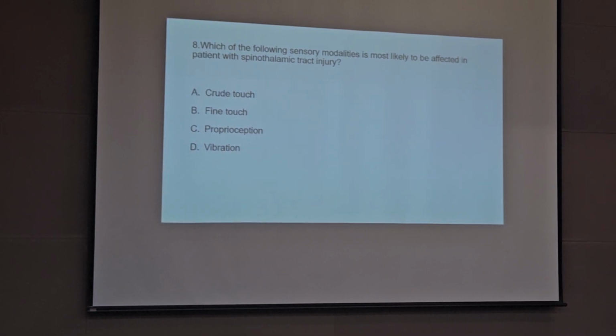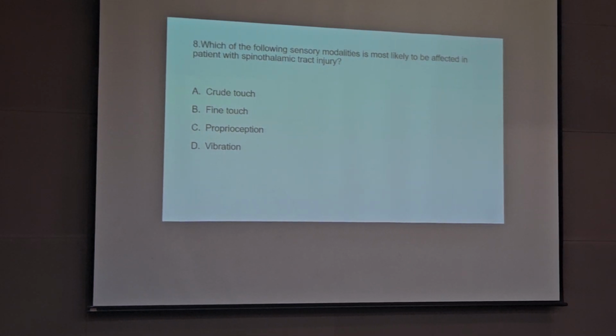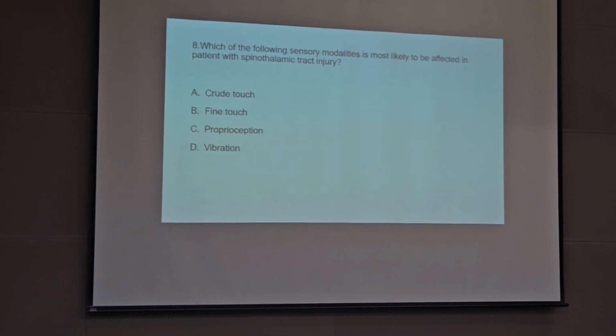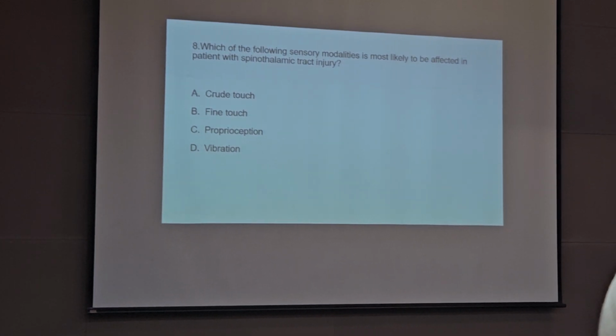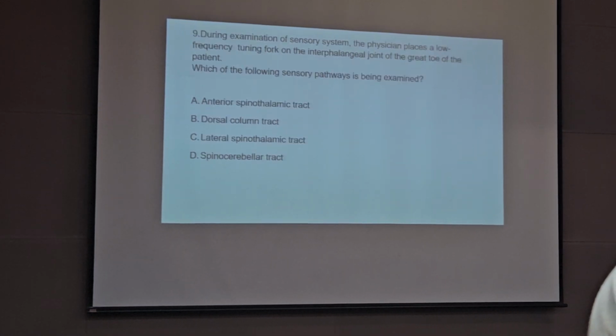Let's say I will say, which sensory modality will likely be affected in a patient with anterior spinothalamic tract injury? Anterior, crude touch or fine touch? Anterior is crude touch, and then fine touch, proprioception, and vibration will be DCML. Okay, DCML.